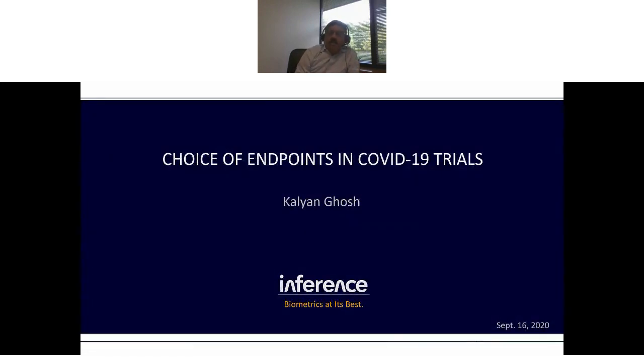Choice of endpoints in COVID-19 trials. Right now, there are over 2,000 clinical trials ongoing worldwide. They are sponsored by industry, governments, and academia. But out of those, about 200 or so are industry-sponsored trials. So we'll talk about some of these trials, what the regulations are around them, and what to look at as efficacy endpoints in these trials.